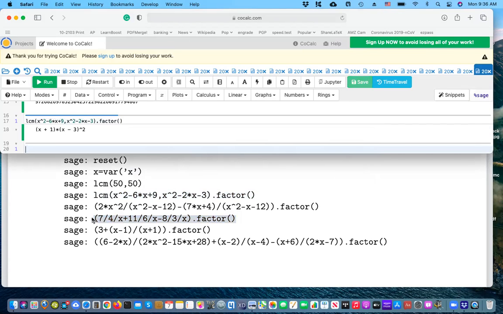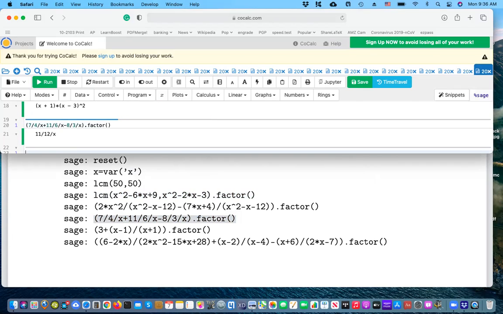And that's the problem with code. Code does look strange. All right, what do they want me to do there? I guess they want me to simplify that guy over there. And what do I get over there? It might be hard to read, but it's actually 11 over 12x.